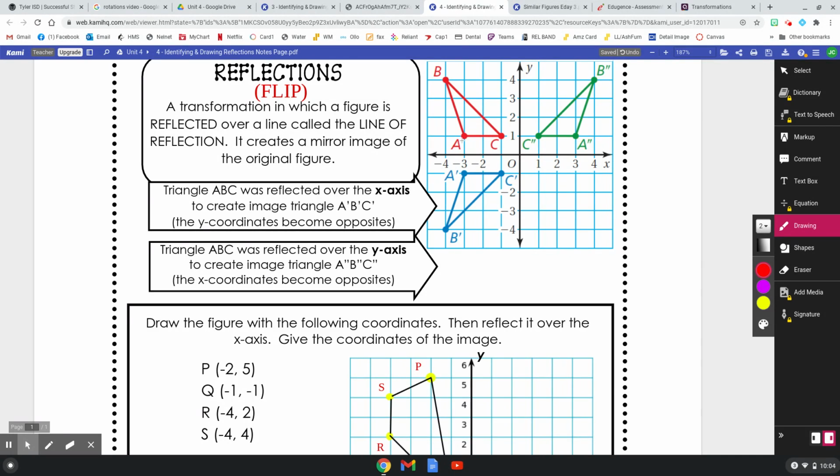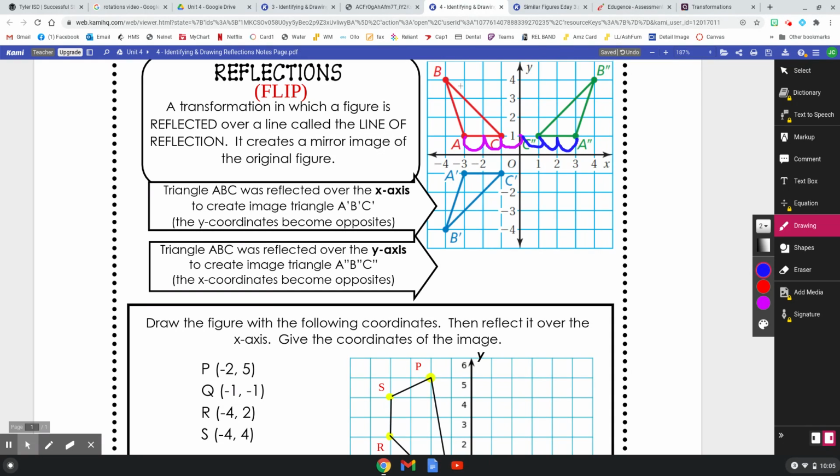So we're going to take point A first, and we're going to count how many times it takes to get to that y-axis. I'm going to erase, just so you see what I'm talking about. So we're going to move 1, 2, 3 times to the y-axis. If we move 3 times to the y-axis, on the other side, we have to move the exact same 3 times. So we move 1, 2, 3. So that's how we move a figure across the axis.